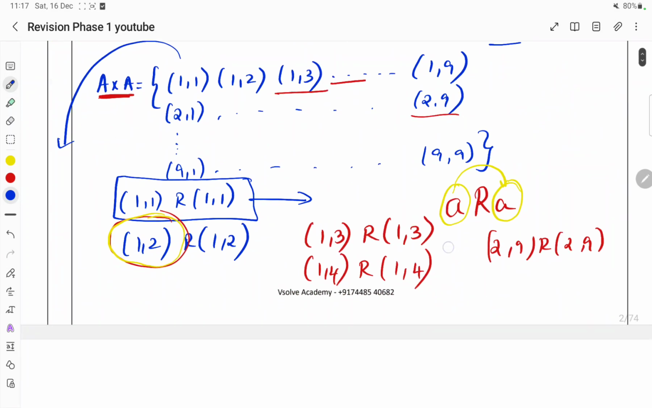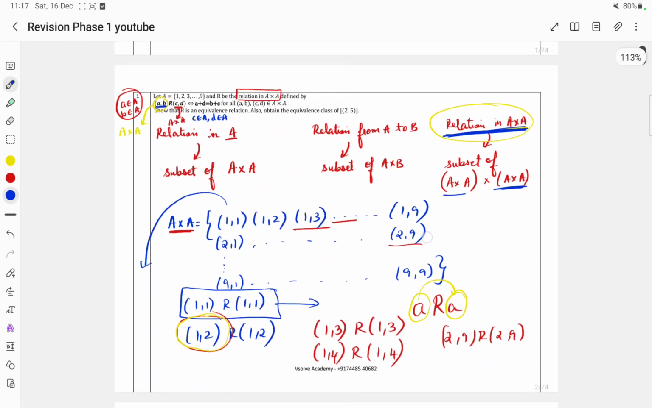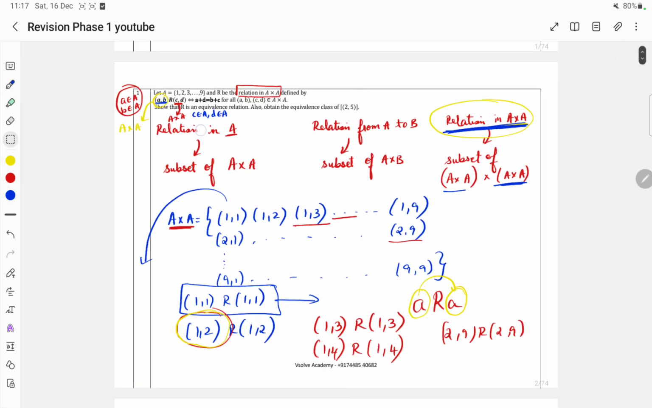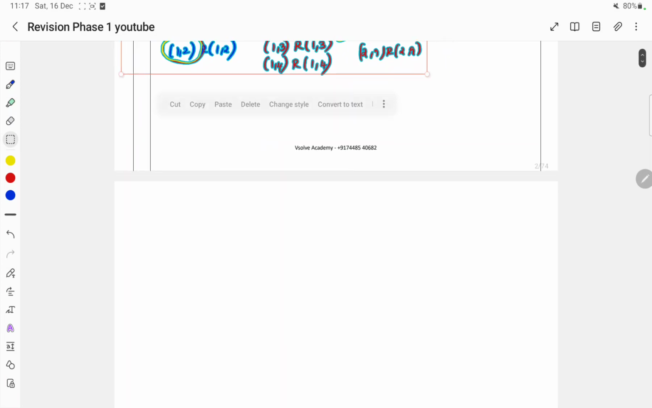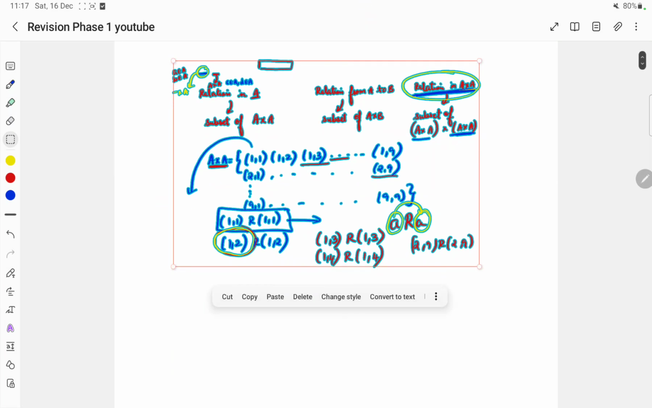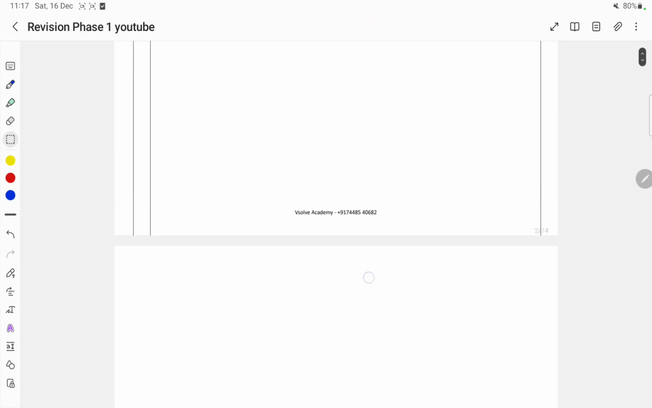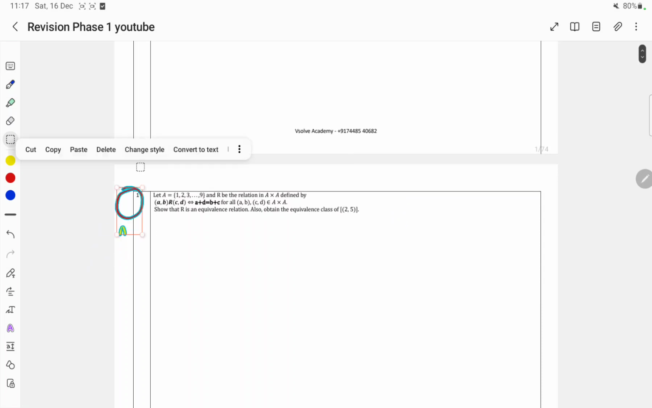Now coming to the question. These are just the concepts, not part of the answer. So I will keep this here. Now we can start this question.